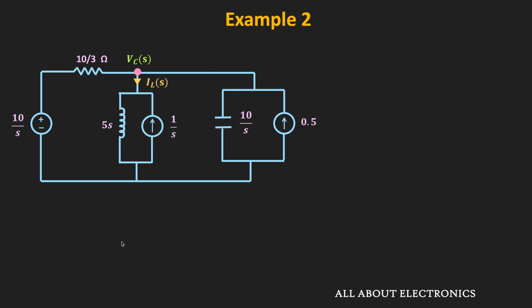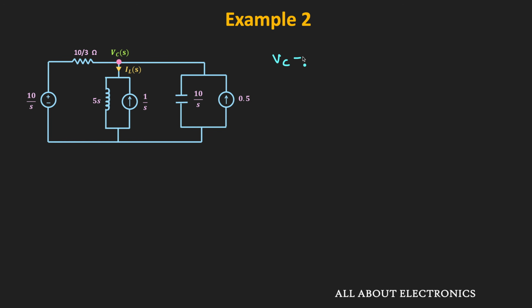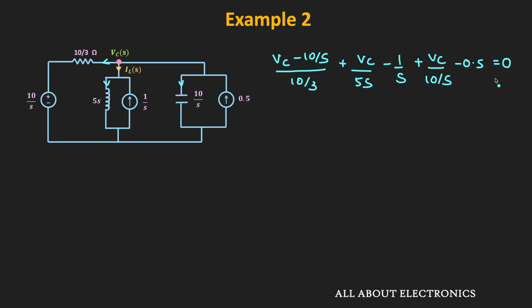Applying the KCL at this node, we can write: Vc minus 10 divided by S, divided by 10 divided by 3, that is this current, plus Vc divided by 5S, that is this current, minus 1 divided by S, that is this current, plus Vc divided by 10 divided by S, that is this current, minus 0.5 ampere, that is this current, and that is equal to 0.